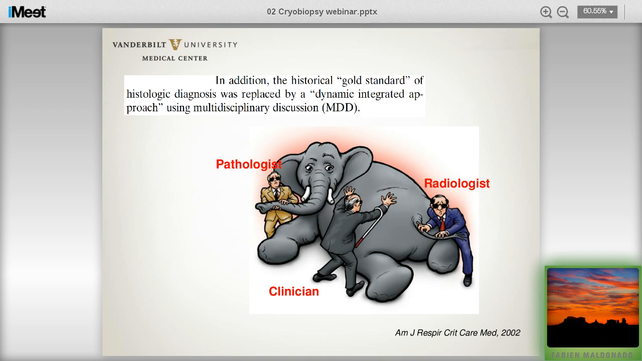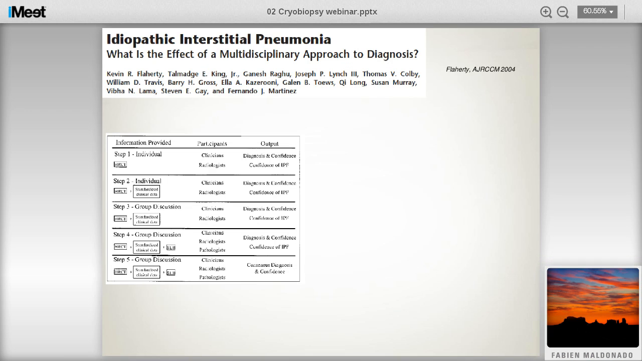And this, I think, has translated in the general popular opinion that perhaps histology is not all that important anymore. Next slide, please. The seminal paper that really enshrined this idea of multidisciplinary discussion is this seminal paper by Kevin Flaherty, and what he looked at here is the value of sequential introduction of different levels of information to the confidence in the diagnosis between clinician, radiologist, and pathologist, but also in the degree of inter-observer agreement.